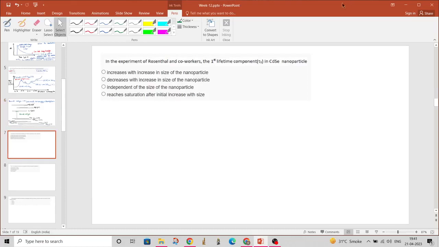So next question is, in the experiment of Rosenthal and co-workers, the first lifetime component T1 in cadmium selenide nanoparticle: increases with increase in the size of nanoparticle, decreases with increase in the size of nanoparticle, is independent of the size of nanoparticle, or reaches saturation after initial increase in size. So let's start with writing some data.